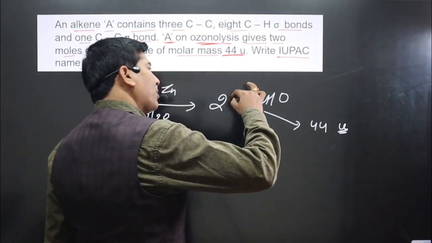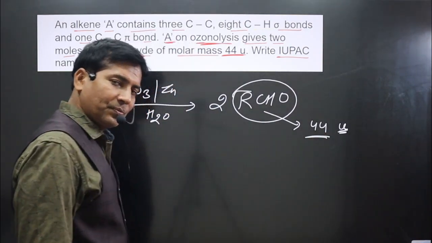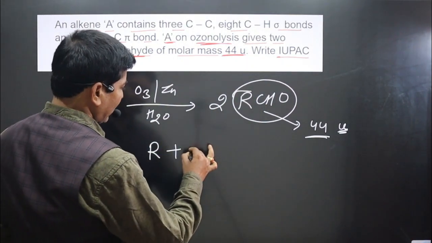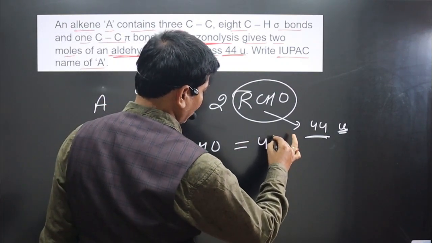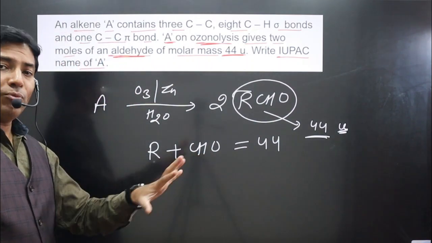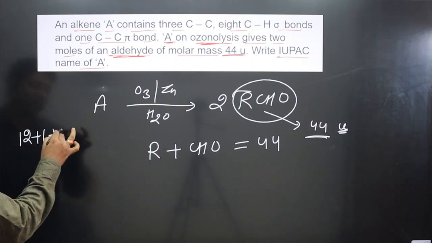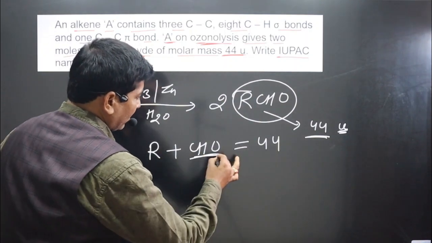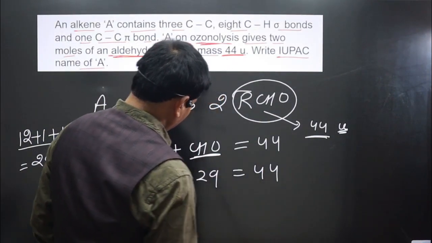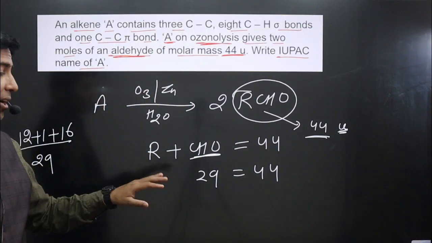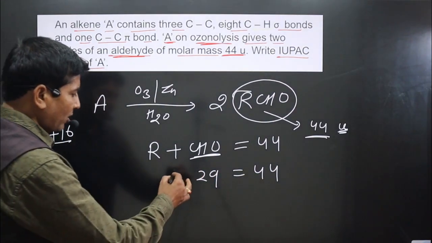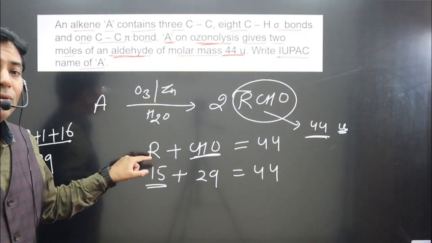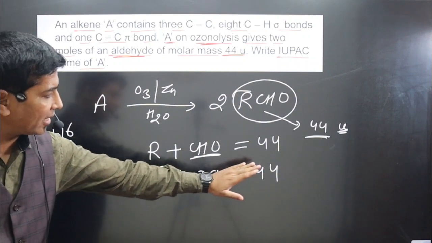The total molar mass of this aldehyde is supposed to be 44 unit mass. This aldehyde is composed of R and CHO, RCHO, and the total molar mass we have is 44. If I calculate the molar mass for CHO, carbon is 12, hydrogen is 1 and oxygen is 16. If I add, 13 plus 16, it equals 29. So CHO has molar mass 29 and the total is 44. So if I calculate the molar mass of R, 44 minus 29 will be equal to 15. Whatever carbons and hydrogens are present in this alkyl group, their total molar mass should be 15. 15 plus 29 is equal to 44.